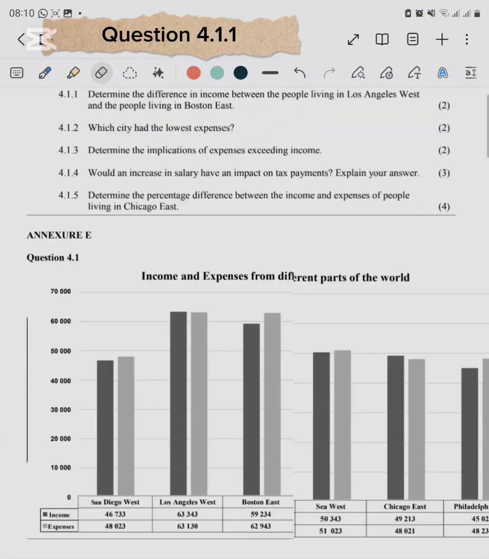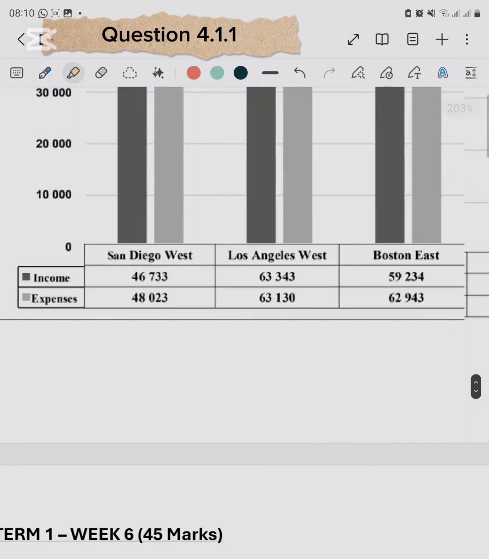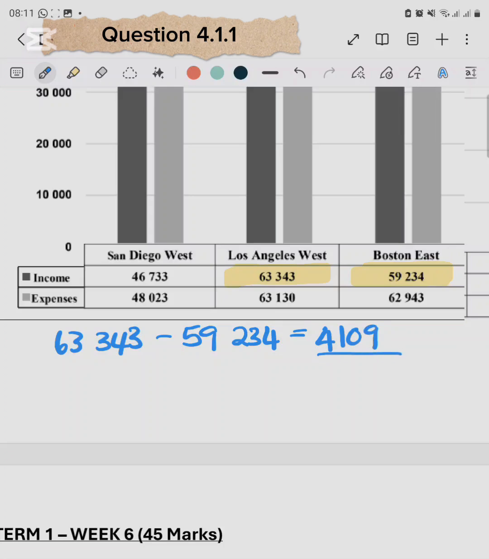All right. Then we had this graph, another question 4.1. And they want us firstly to determine the difference in income between Los Angeles West and the people living in the Boston East area. So all you have to do is go to the Los Angeles West. It gives you the figures at the bottom, and the Boston East, and the question was about income, so we're just going to subtract the two. And if you go 63,343 minus 59,234, you will get to 4109. And that would just be the difference in income between the two figures.